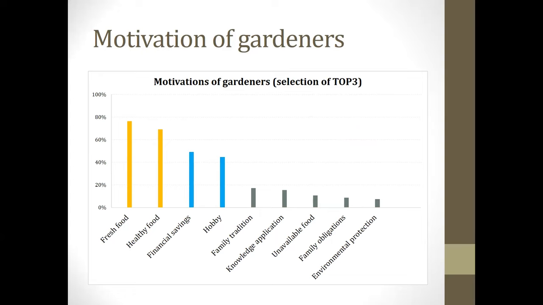If you would do some qualitative research, you will realize that when people talk about fresh and healthy food, some wider environmental motives are almost always there, but they are very tightly linked with the healthy motives and so on, so usually are not separated.